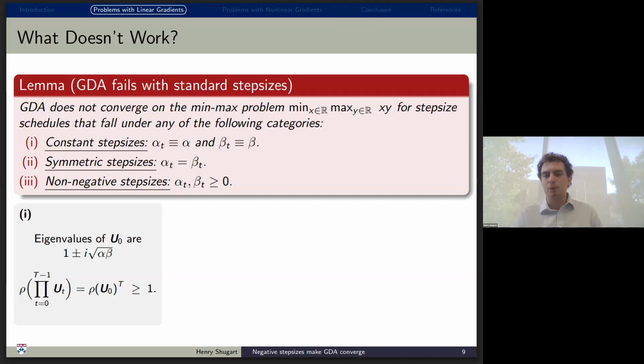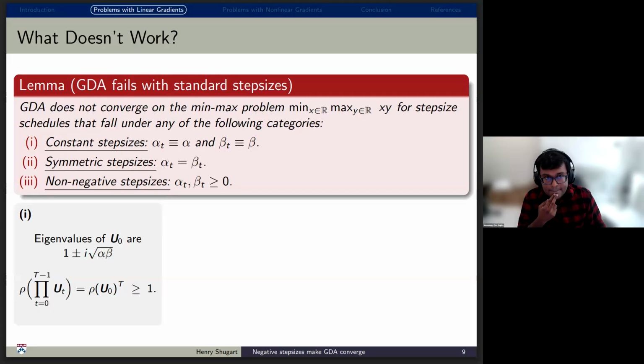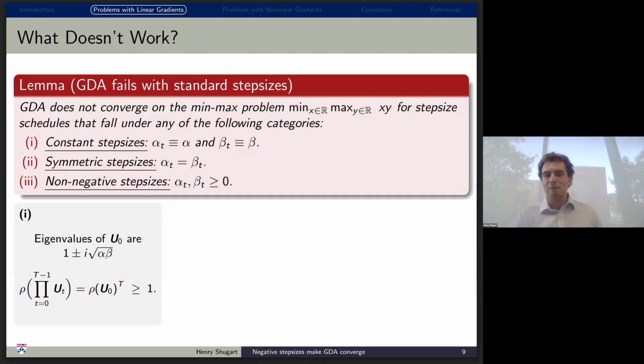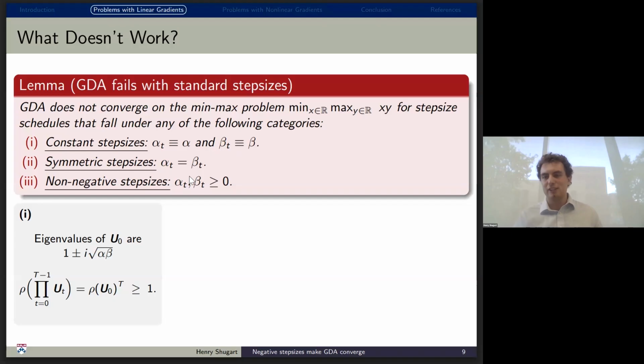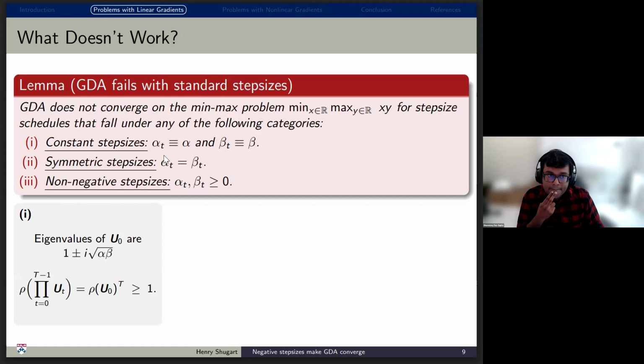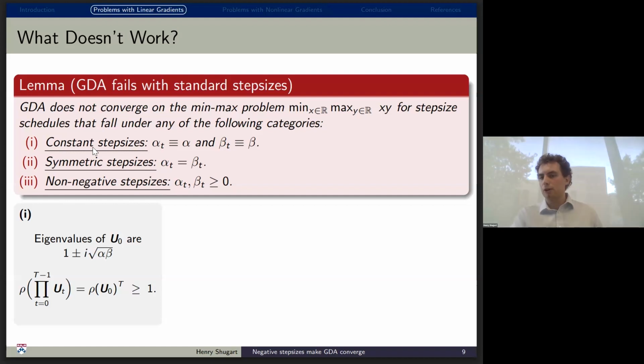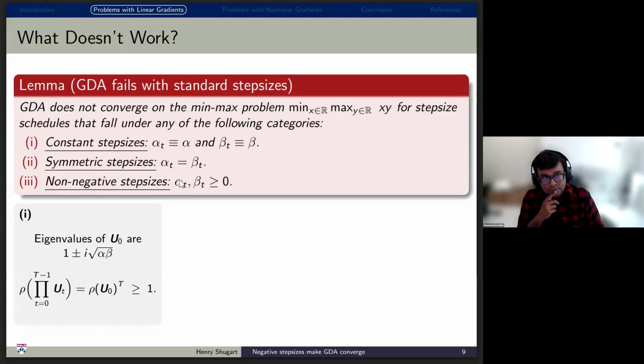So simultaneous gradient descent, which is maybe what some people would call the gradient method, or historically have called the gradient method, is going to be constant, symmetric, and non-negative. It's going to be alpha_t equals beta_t on every iteration. It's just the same. This is the naive thing to do. Alternating GDA is always going to have non-negative step sizes, although they are going to be time varying and asymmetric, because on each iteration, one of the 2 step sizes is going to be 0. And then something like 2 time scale gradient descent ascent is probably going to be constant and non-negative.